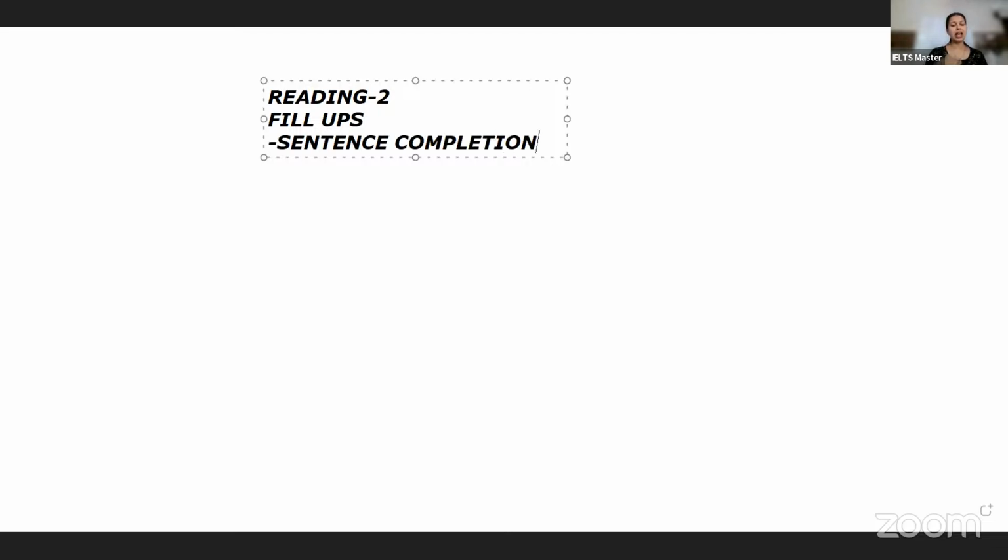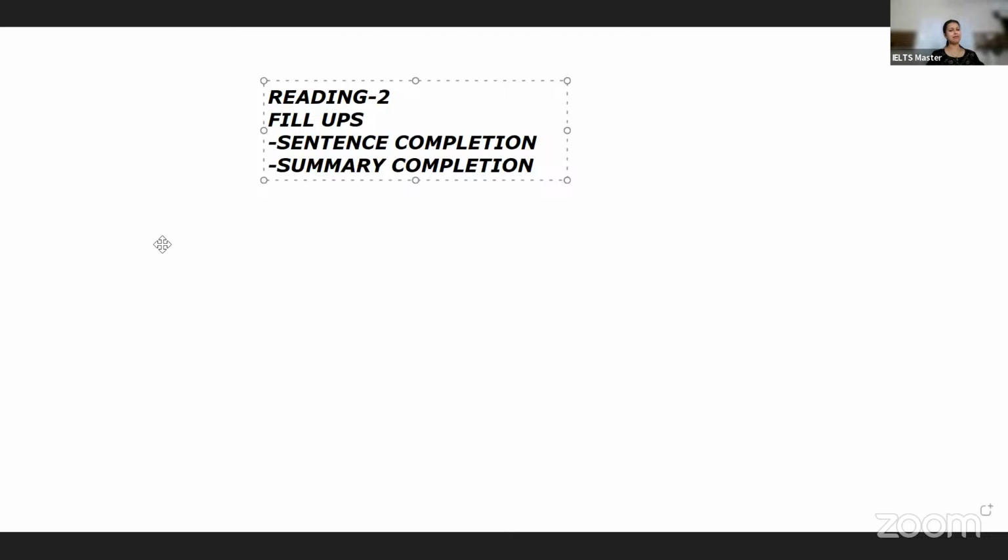Here is the whiteboard that I have shared with you. The second lecture of reading that I am taking is Phillips type of questions. In Phillips type of question, guys, we have two categories of question. One, sentence completion, and second, summary completion. Is that clear? What is sentence completion, and what is summary completion?